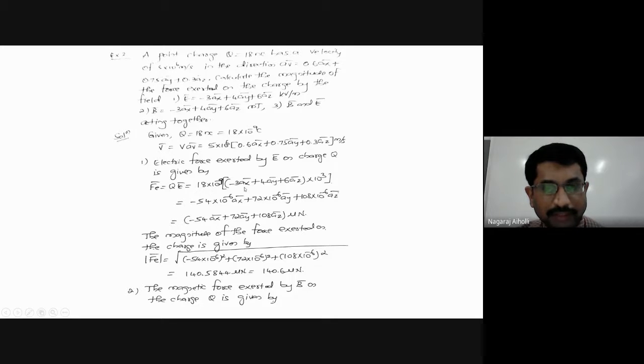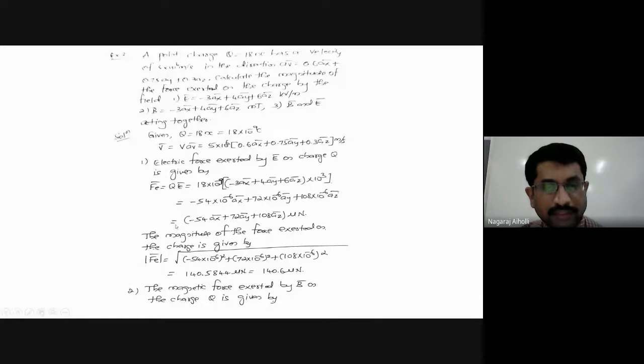If we multiply inside, we will get minus 54 into 10 raised to minus 6 aX bar plus 72 into 10 raised to minus 6 aY bar plus 108 into 10 raised to minus 6 aZ bar, right? I can write it in the form of 10 raised to minus 6. If I take it outside, I'll get minus 54 aX bar plus 72 aY bar plus 108 aZ bar micronewton.